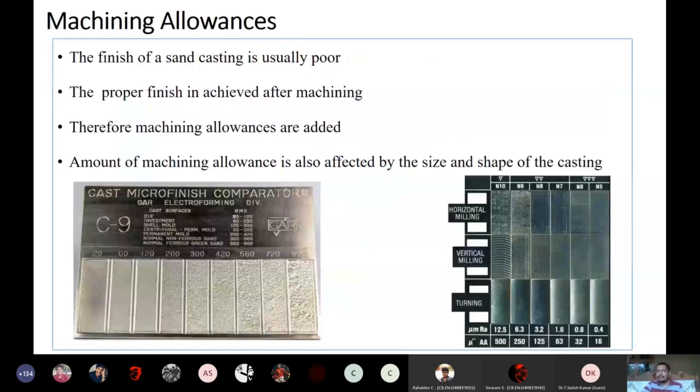Yeah, the next one I'll come to is the machining allowance. So the name itself is clear. It is given as machining allowance. You can see in the bottom figure the quality of the surface which you can obtain when you make a casting using the casting process. For the cast surface, die casting, you will have an RMS value of 20 to 120. This is how the surface looks. If you are going for a normal ferrous green sand, the RMS value is 560 to 900. And if it is a normal non-ferrous sand, it is 300 to 560.